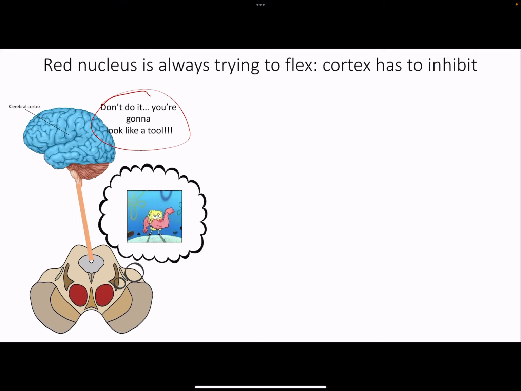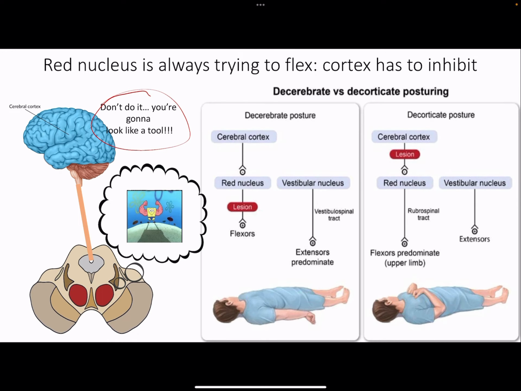So what happens if I have a lesion below the red nucleus? Well, even if you wanted to flex, you couldn't, because the red nucleus can't communicate with your biceps and whatnot. So you're going to have extended arms, extended wrists. However, if you have a lesion here, you're going to have decorticate posturing. So I think if you have a lesion in the cortex versus a lesion around the cerebrum or cerebellum, a little bit more inferior. If you have a lesion here, you don't have the brain to say, hey, you shouldn't flex, you're going to look stupid.